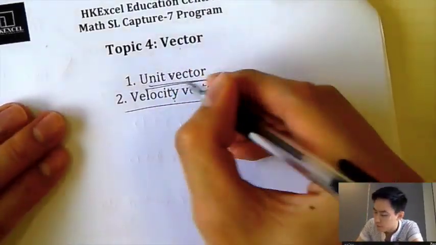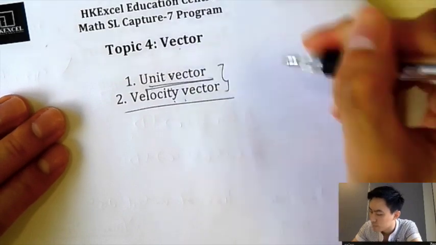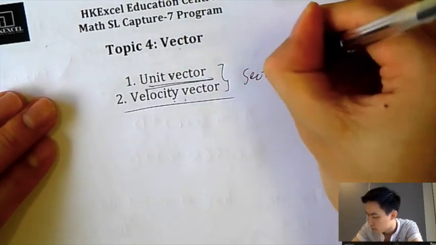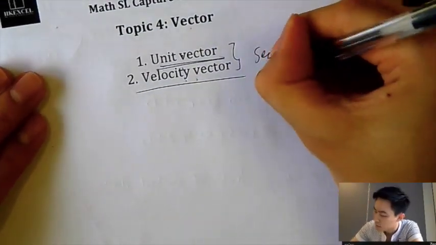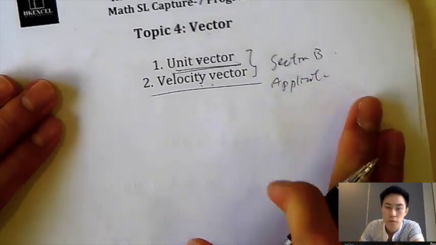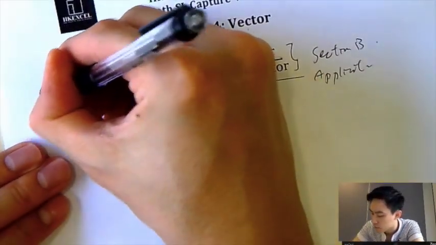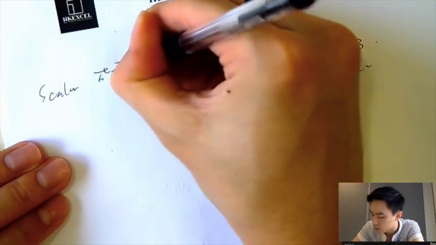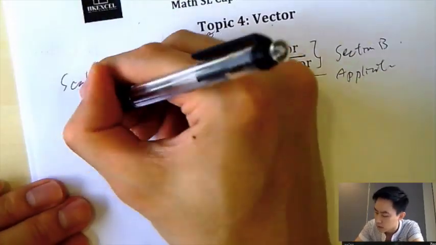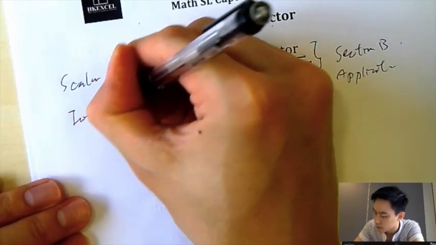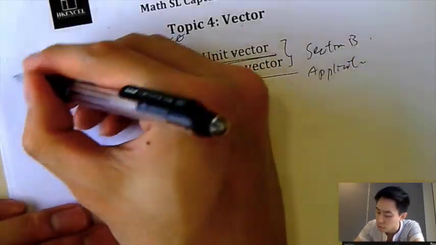And then next page, topic 4. For vectors, there are two things you need to know, the unit vector and the velocity vector. Usually this can be in a section B question, an application question. I assume you have already learned the scalar product, A dot B equals AB cosine theta, and also the intersection. I assume this kind of question type is easy for you and standardized.